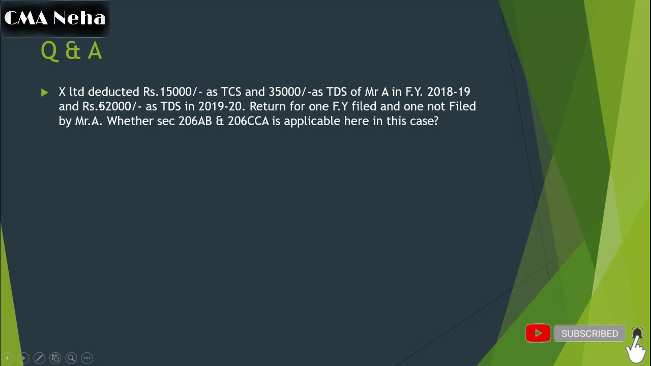The fourth one is, the question was same as earlier, and from here it's different. Return for 1 financial year filed and 1 financial year not filed. So whether the section will be invoked? So no, the section will not be invoked, because return for both the financial years is required to be not filed. Here 1 financial year return was filed.